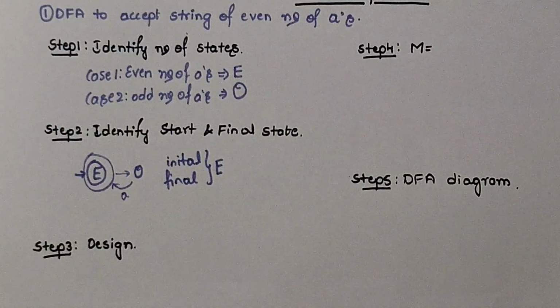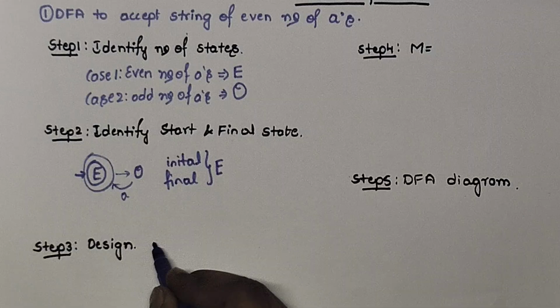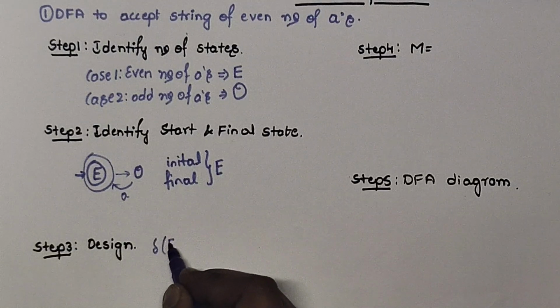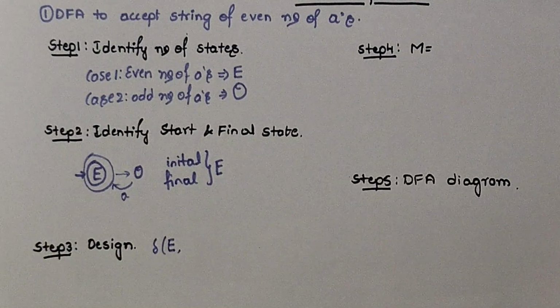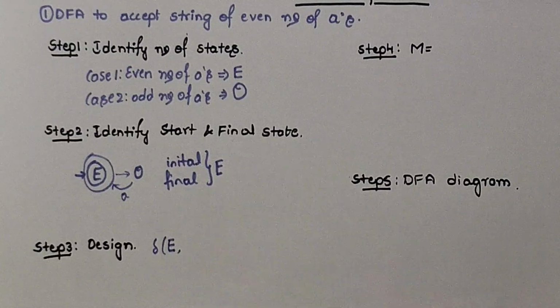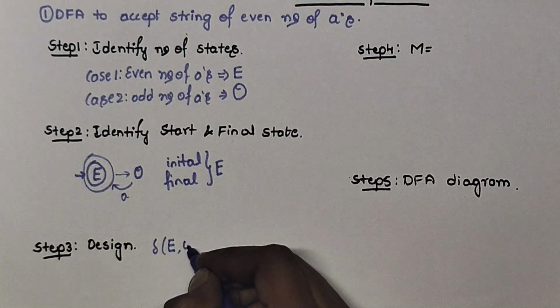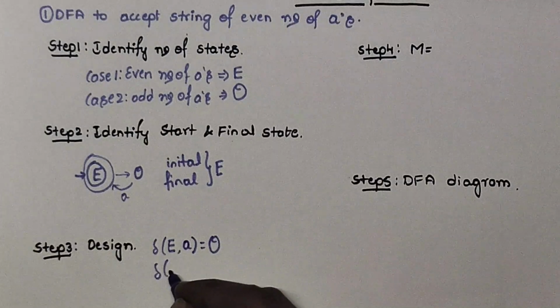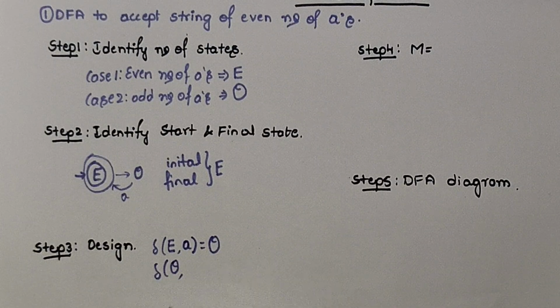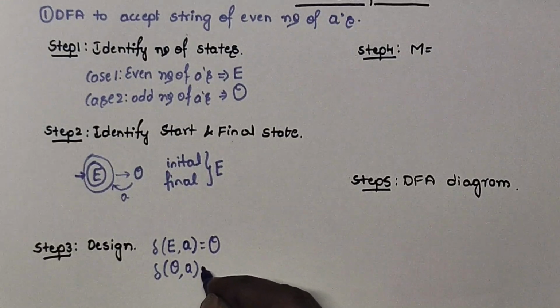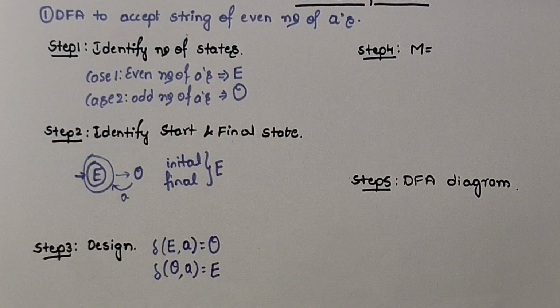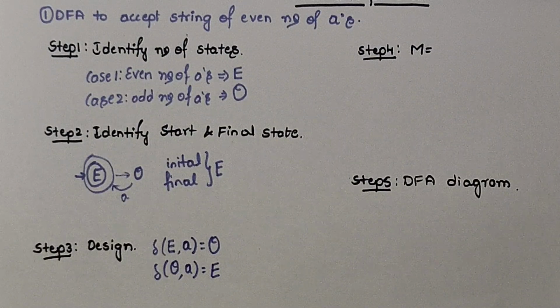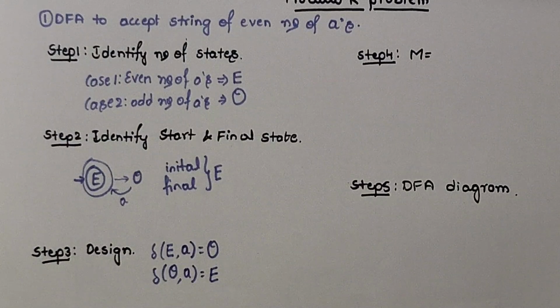Now the third step is designing. The first scenario is the transition of capital letter E. That is, if you have encountered capital letter E, meaning even number of A's in that string, and you want to convert it to odd, you will add another A to it, so it will become odd. In another situation, if odd number of A's are there, you will add another A so that it becomes capital letter E, that is, even number of A's in that string. So these are the two situations we can use to design the DFA.